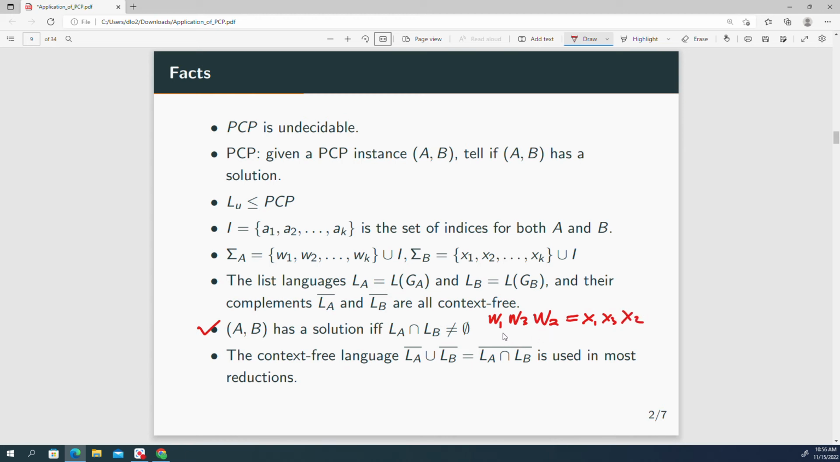That means you select the first pair in AB, and the third pair and the second pair, and that makes these two strings equal. If that's the case, then this is coming from LA and this is coming from LB. So the intersection is not empty, so they have a solution.